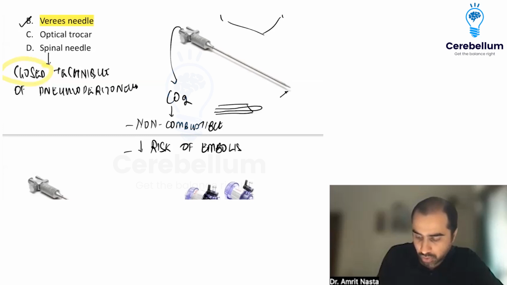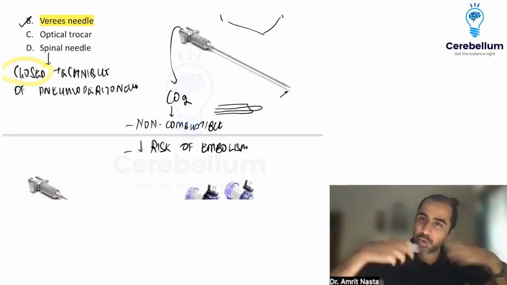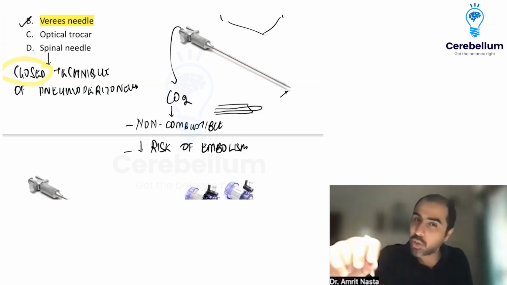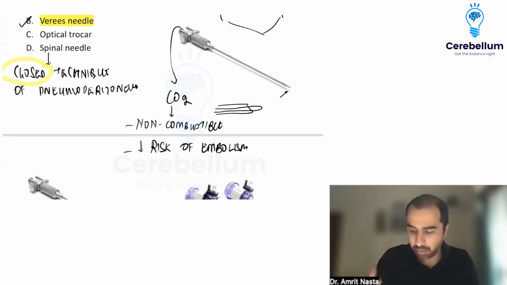Because CO2, every time you breathe, will be washed out. So it is very easy to eliminate. Air, oxygen don't get washed out. So they can cause air embolism. So less risk of air embolism. Right? That's why CO2. Questions are good.